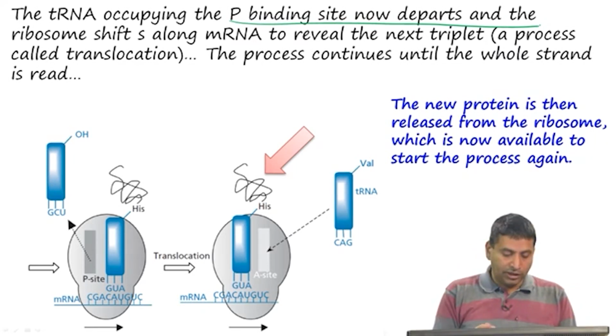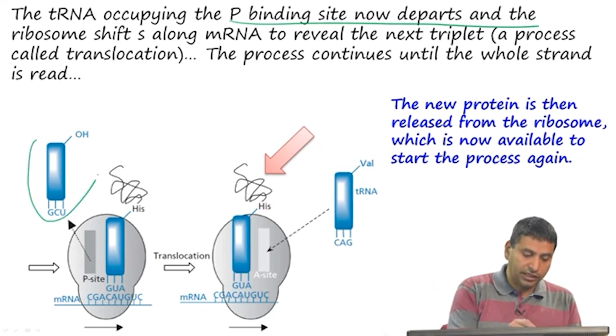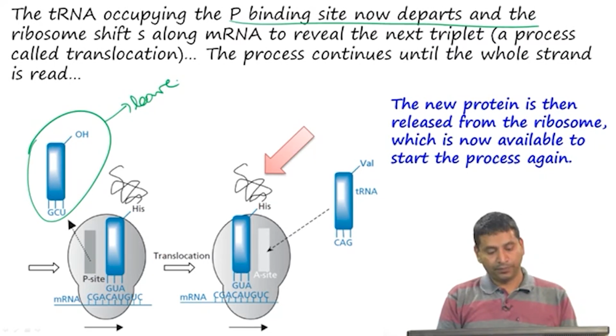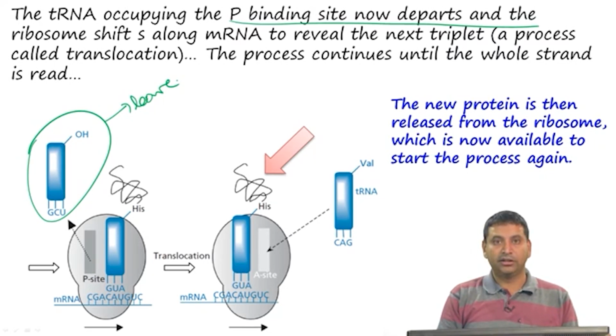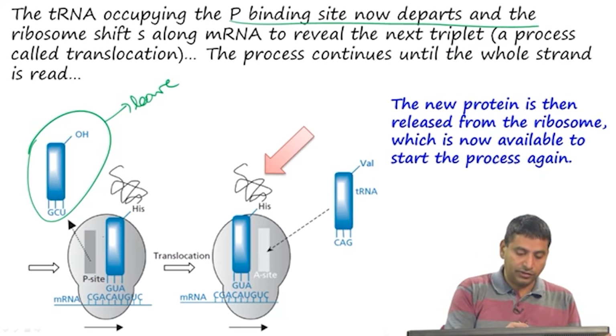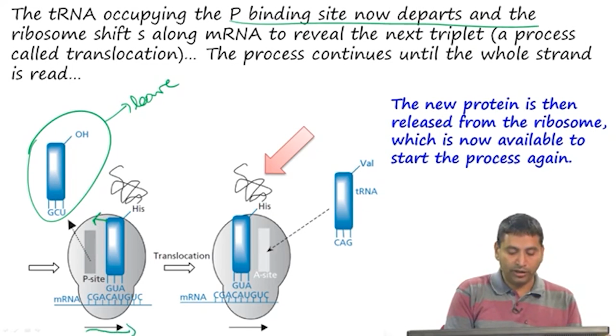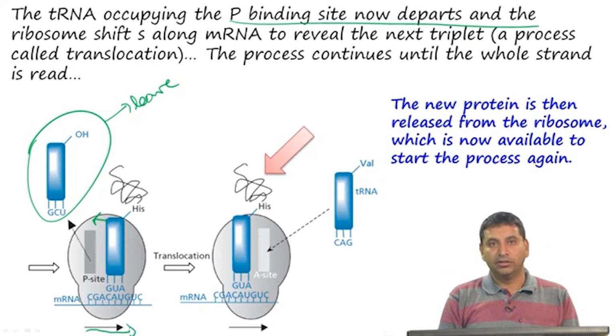So, in this process, this tRNA is going to leave, and a new tRNA should come in and bind to the A binding site, but this molecule should shift. In order for this to shift, you have the mRNA moving in one direction, and this process wherein it moves or shifts and reveals the next triplet code is called translocation.